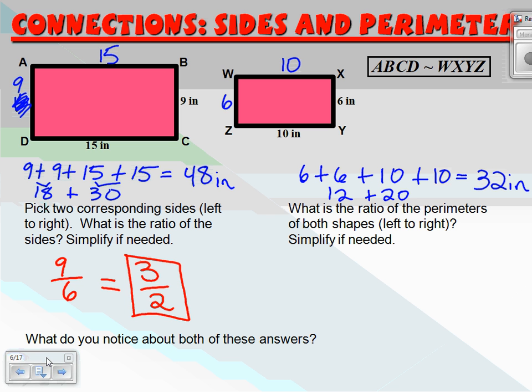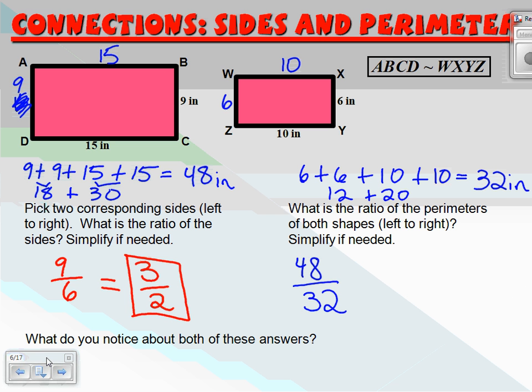Now let's answer the question on the right. It says, what is the ratio of the perimeters of both shapes, left to right? So I'm going to do that right now. I'm going to write the ratio of the perimeters, 48 to 32. Now it says, simplify if needed. I'm going to simplify this.